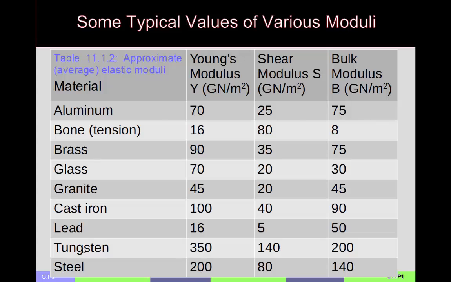If you look here, you can see that of the materials listed, the one that is basically toughest to stretch or compress, and also toughest to shear, is tungsten. Steel is also a very tough material. And at the other end, there's stuff like lead, a soft metal, which is comparatively very easy to stretch, shear, and compress. Bone is also a relatively weak material compared to many of these others.